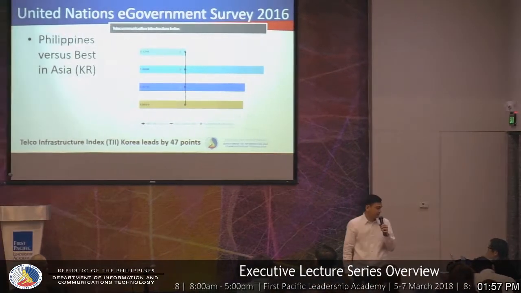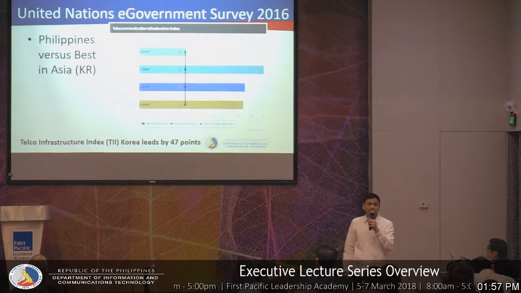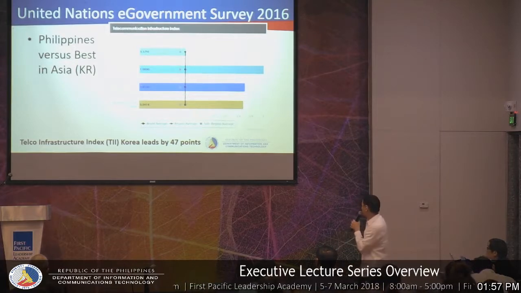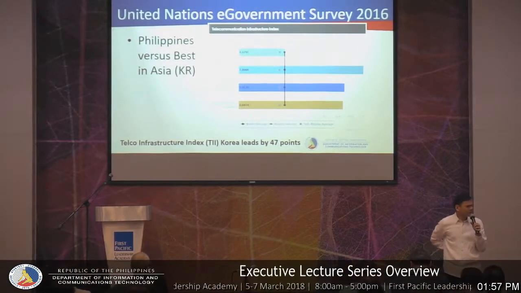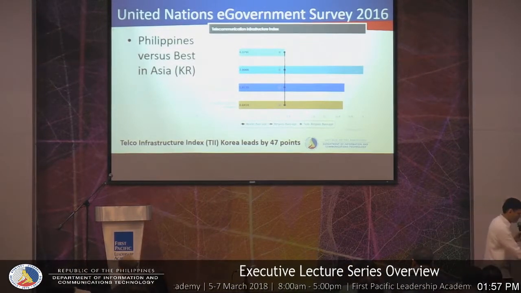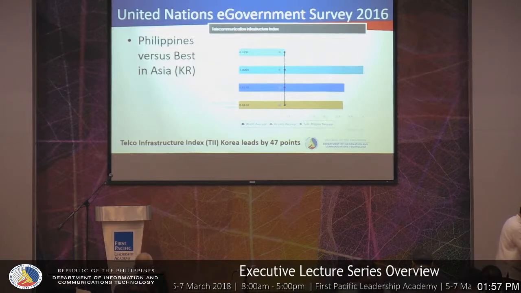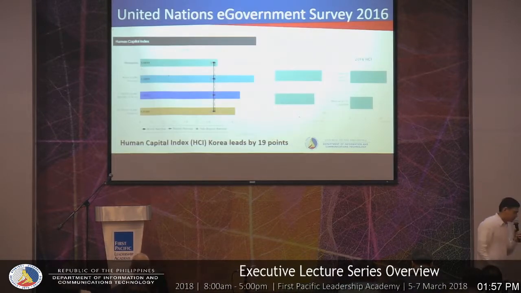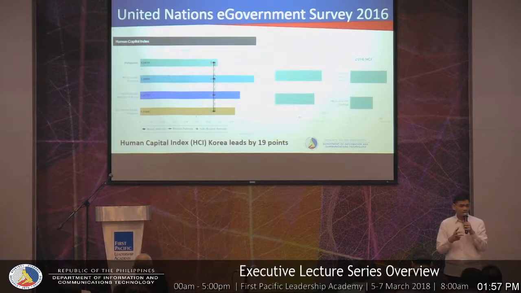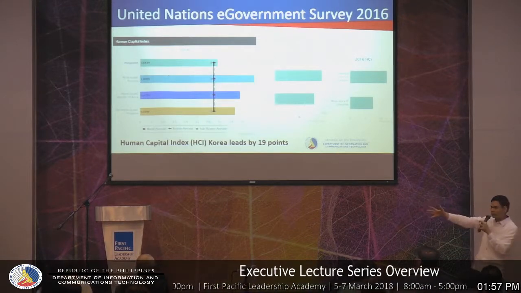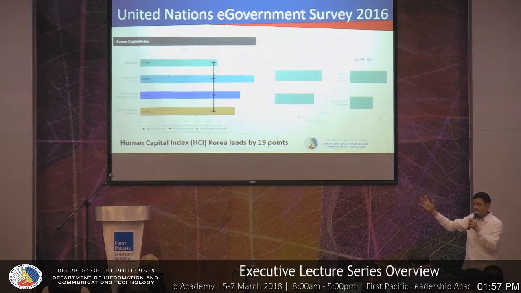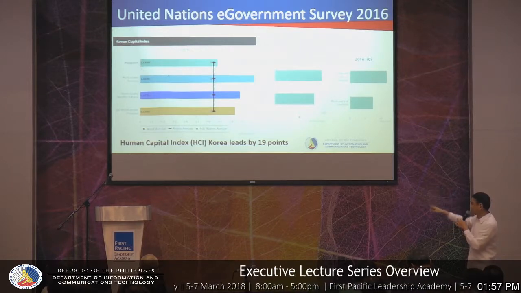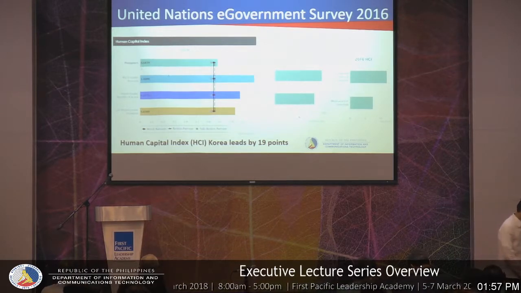The second basis is the Telco Infrastructure Index, TII. So, Korea leads by 47 points. Pero si Malaysia, isang paligo lang lamang sa atin on this one. Mga 6 points lang, if I'm not mistaken. The third is the Human Capital Index, which is obviously a long-term growth. Ang opportunity natin sa Philippines is the mean years of schooling. But again, we're still above average. Korea, as number 1, leads by 19 points from us.